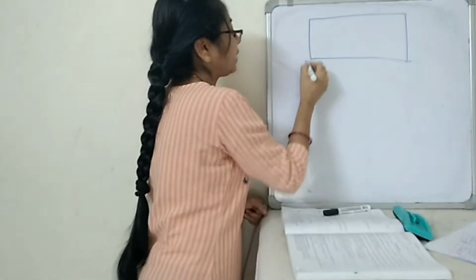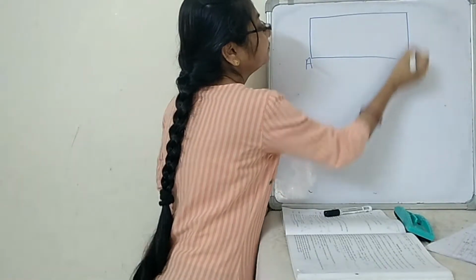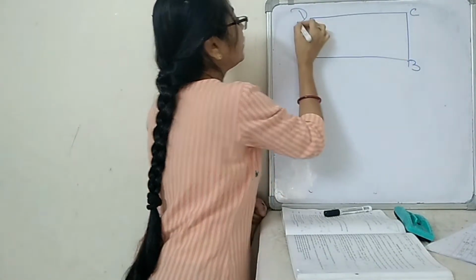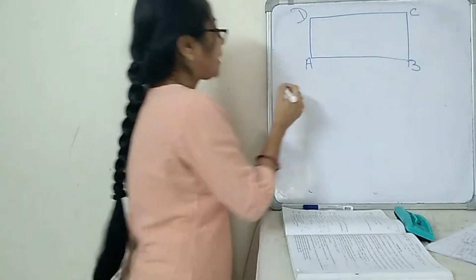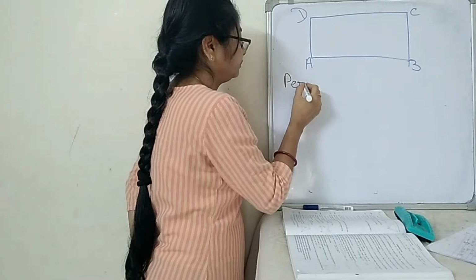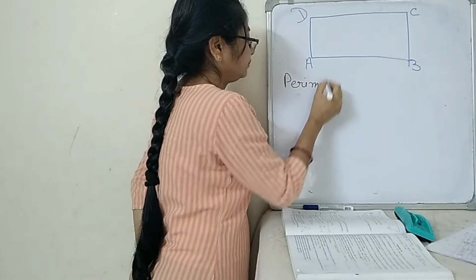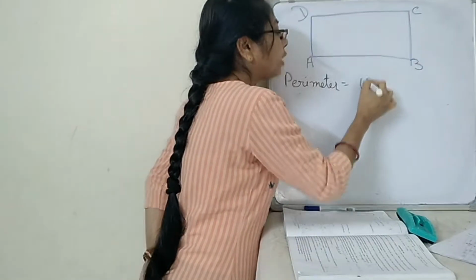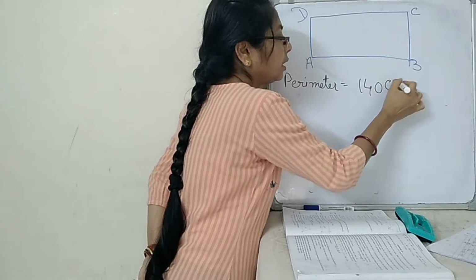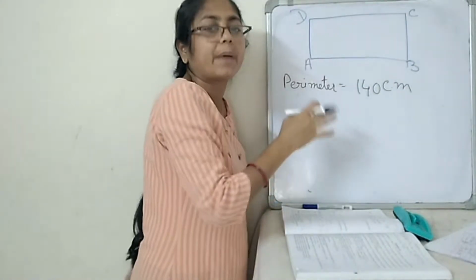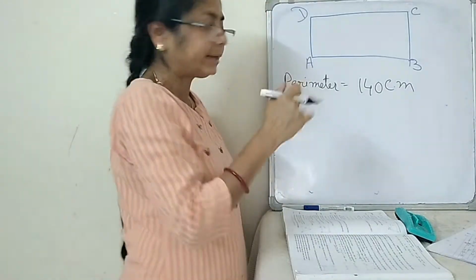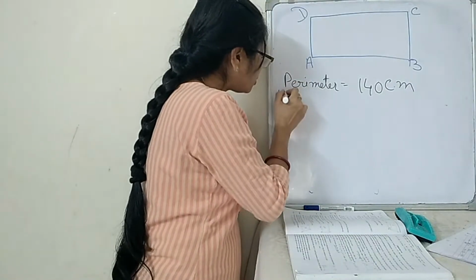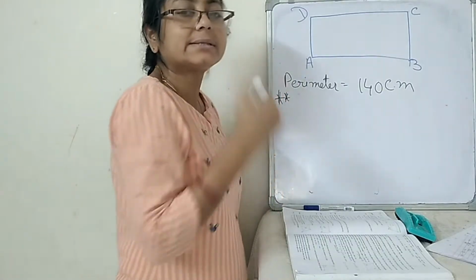Okay, I give a name. What is the data? Perimeter 140 centimeter. According to the question, the perimeter is 140 centimeter. And what is the other data? It is most important.